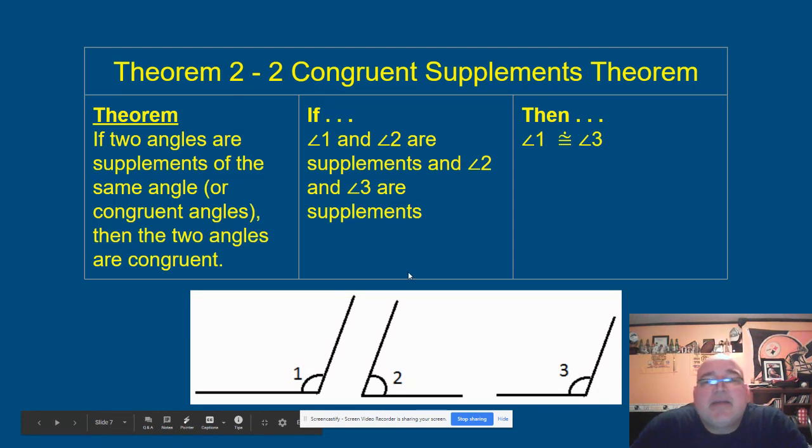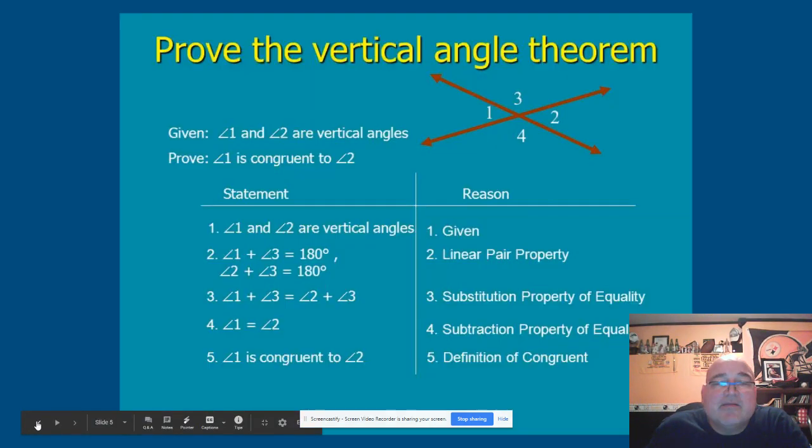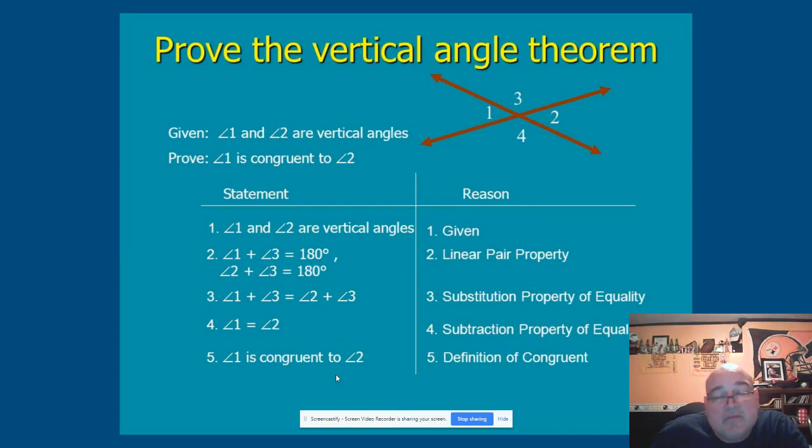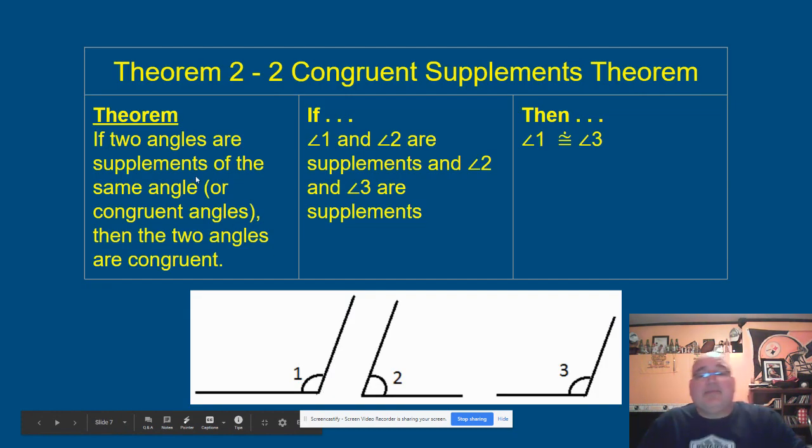Our next theorem talks about supplements. Remember, two angles are supplementary if they add up to 180. So our theorem states that if two angles are supplements of the same angle or congruent angles, then the two angles are congruent. Which we kind of use back here. Notice that 1 and 3 and 2 and 3 are both supplementary. So 1 and 2 are both supplementary to 3, which means that 1 is congruent to 2. That's what this states. If 1 and 2 are supplements and 2 and 3 are supplements, then 1 is congruent to 3.